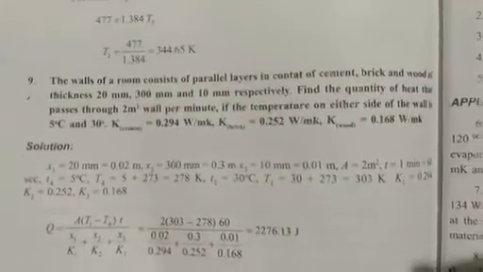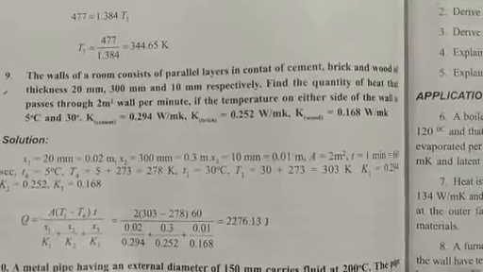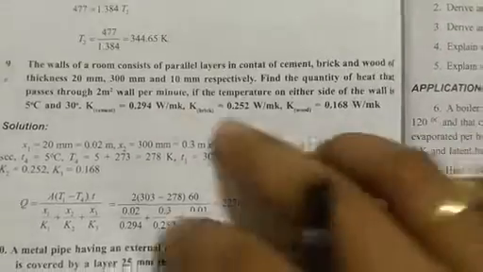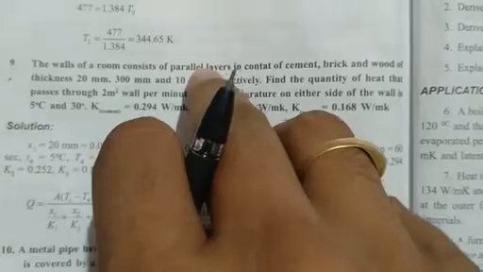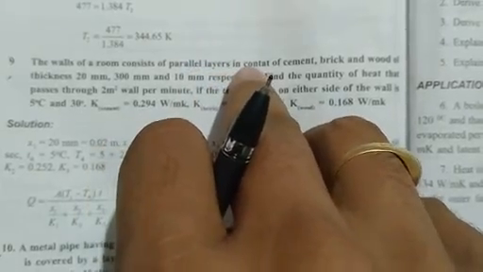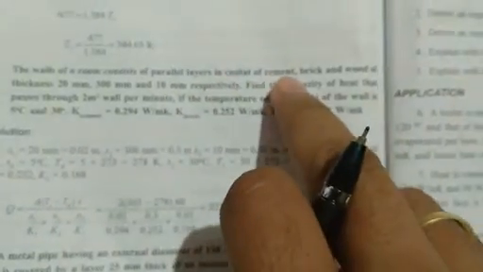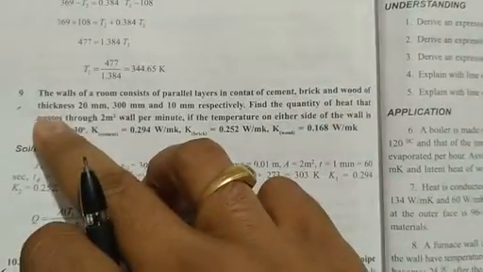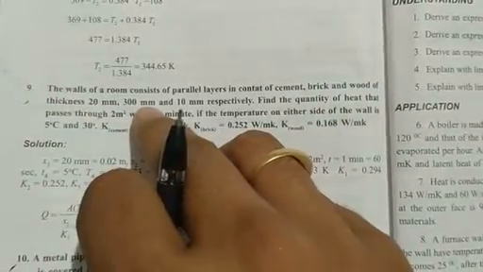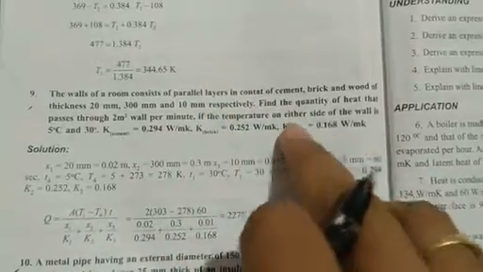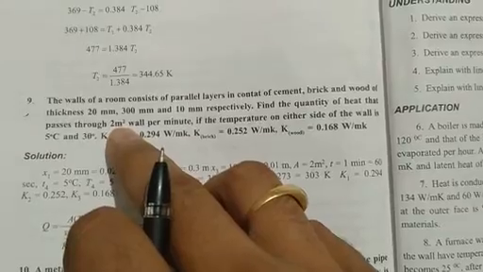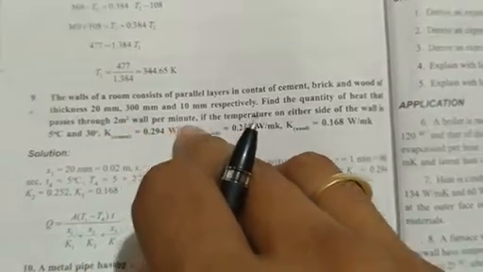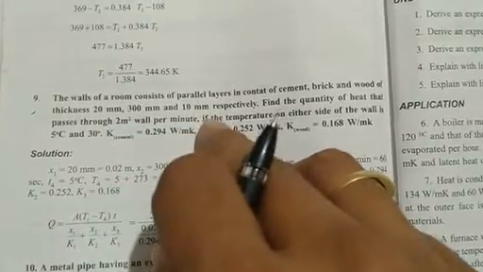So the next problem is on the basis of composite wall. The wall of a room consists of parallel layers in contact: cement, brick and wood, of thickness 20 mm, 300 mm, 10 mm respectively. Find the quantity of heat that passes through the 2 meter square of wall per minute.